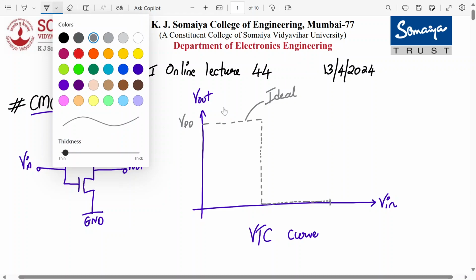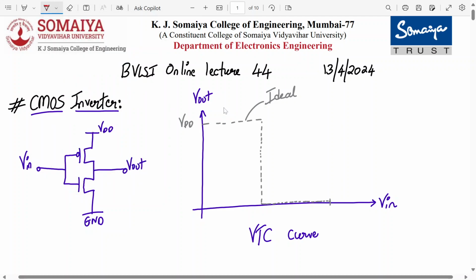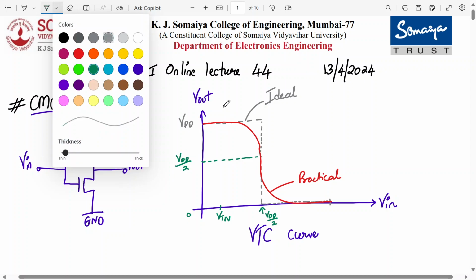Practically, however, it differs from ideal, and we have a situation which looks like this. This is a practical VTC curve which we get from the CMOS inverter. Now we have identified certain regions A, B, C, D. This point is called VTH or VDD by 2, and similarly over here we have VDD by 2. Here, if we call this VTN, the threshold voltage of the NMOS, then we have a region over here.